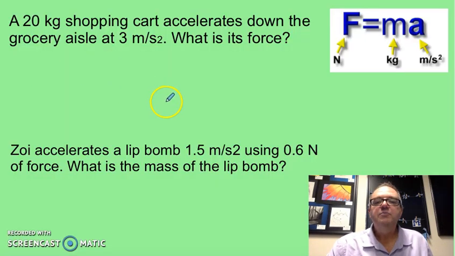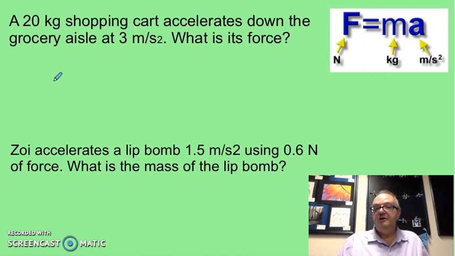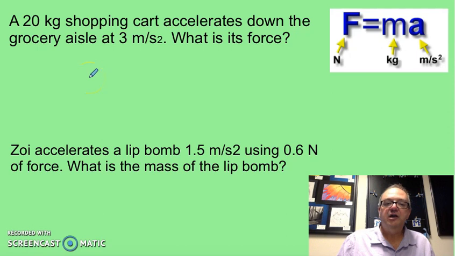Now you're going to have some problems with this. So I just want to kind of do a couple of these to show you a little bit what some might look like that you might end up doing. Here, speaking of shopping carts, we have a 20 kilogram shopping cart that accelerates down the grocery aisle at 3 meters per second squared. Kilograms is the standard unit for mass. Meters per second squared is the standard unit for acceleration. So of course it's asking for the force, and force equals mass times acceleration.